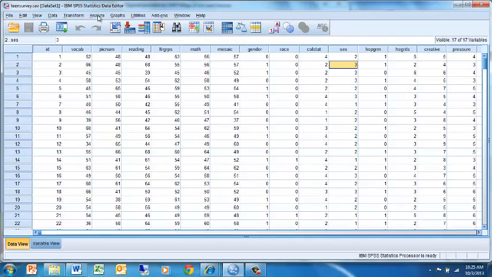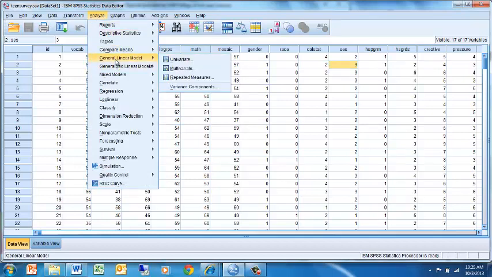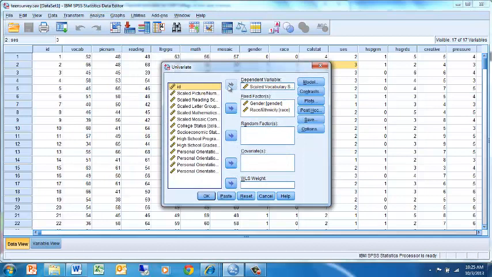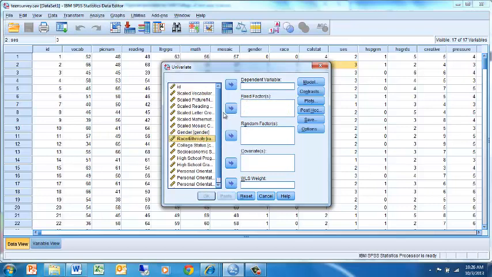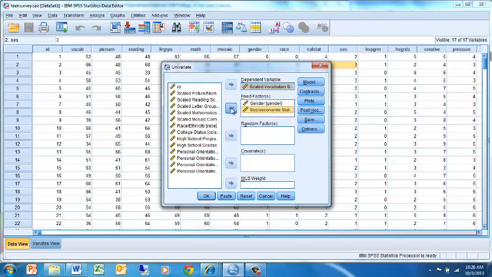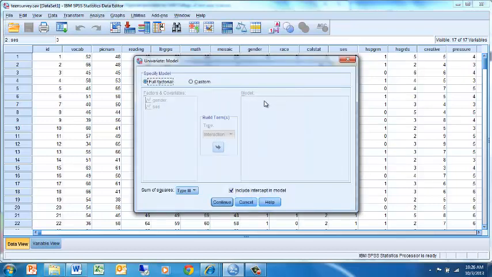The next thing that we do is we go to Analyze, over to General Linear Model, and to Univariate. These were some analyses left over. So in this case, our dependent variable is going to be vocabulary, and our independent fixed factors are going to be gender and socioeconomic status. After we establish our dependent and our independent fixed factors, we're going to make sure that the model that we have is established. We want to make sure that it says full factorial. We want to make sure that the sums of squares are set to type 3.